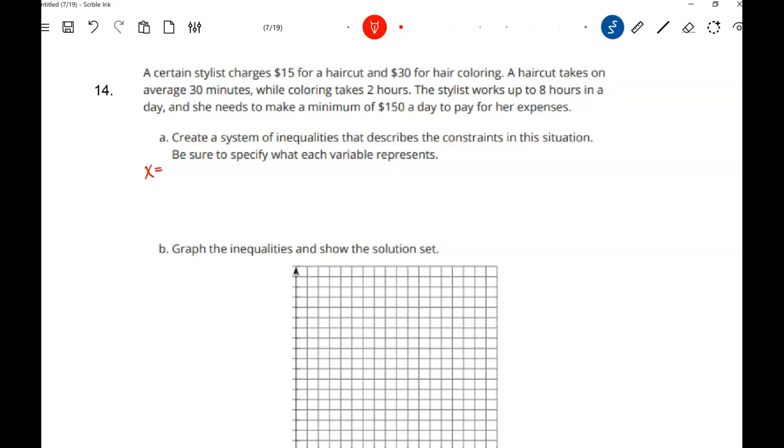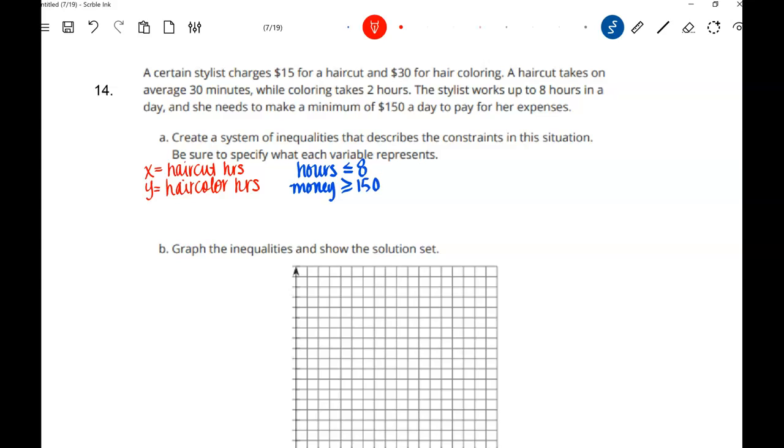So I'm going to say x is haircut hours, and y is hair color hours. Okay, so our 2 inequalities. First of all is our hours. So the total hours she works cannot be more than 8 hours. So the hours is less than or equal to 8. But the money she needs, she wants to be at least 150, which is greater than or equal to 150.